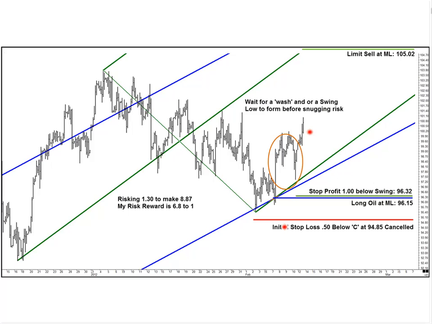So I'm going to go from my initial stop at 94.85. I'm going to cancel it. And I'm actually not going to go to break even. Normally I go to break even, but what I'm actually going to do is go 50% below this swing low, which is 96.32. So even if I get stopped out, it's going to be a little bit of money. But really, price has no business getting back below here, and I'm going to give it the noise quotient of 50 cents.